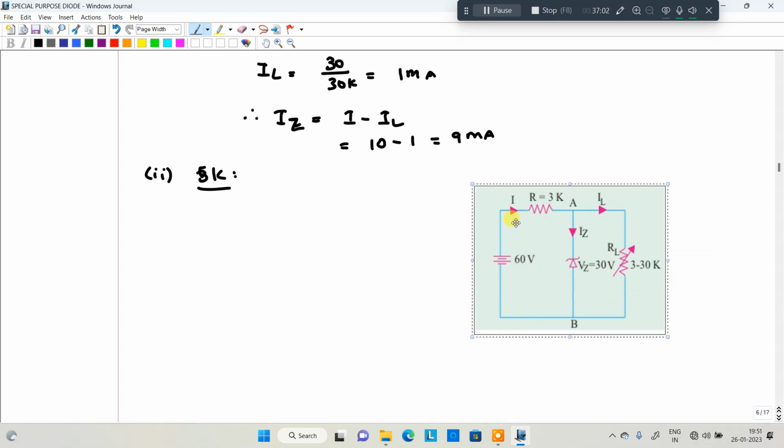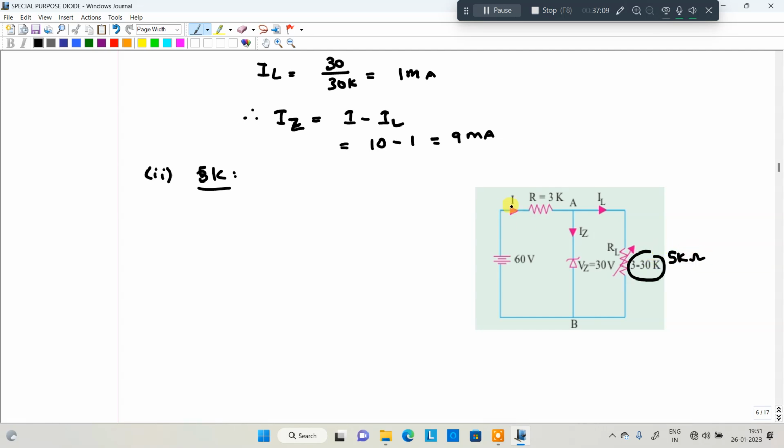So see here, whenever the load resistance is 5 kilo ohm, now we are going to calculate the current. The total current will be the same, that is 10 milliamperes. It is not changed because the input voltage is constant. So what about IL? IL is equal to 30 divided by 5K, that will be equivalent to 6 milliamperes. The load current will change because you are changing the resistance, but keep it in mind, Vz is always constant, that is 30 volt.